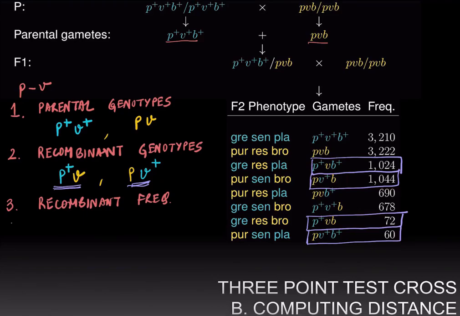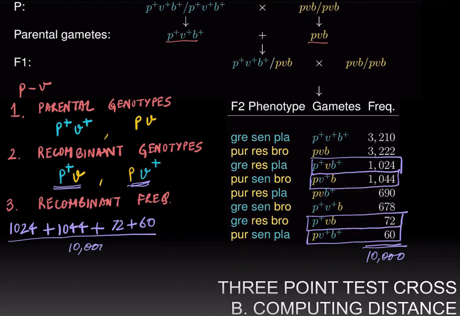progeny or how many of the gametes are recombinant and dividing by the total number of individuals. And so that's 1024 plus 1044 plus 72 plus 60, and the total, if you do the math, is 10,000. So we divide by 10,000, and once again, if you do the arithmetic, this will turn out to be 22%. Or we can say that PV are separated by 22 map units.